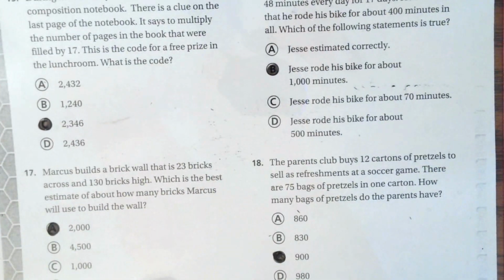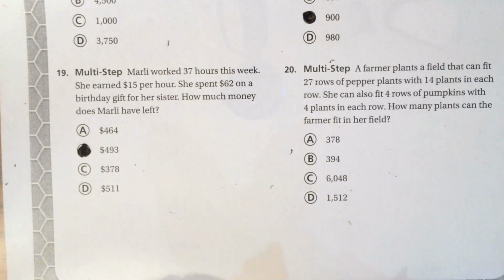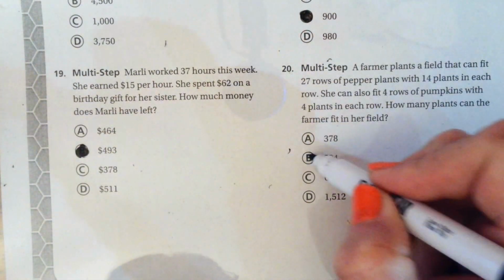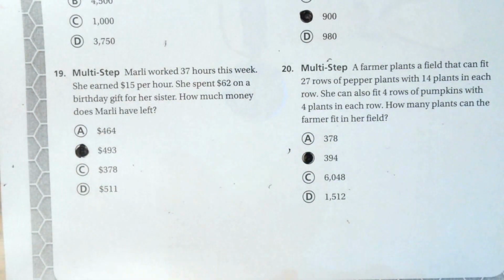And for question 20, oh, I'm sorry guys, you can't even see that. Okay, question 19, you should have 493. And for question 20, you should have had 394. All right, hope that helped you guys get through the assignment.